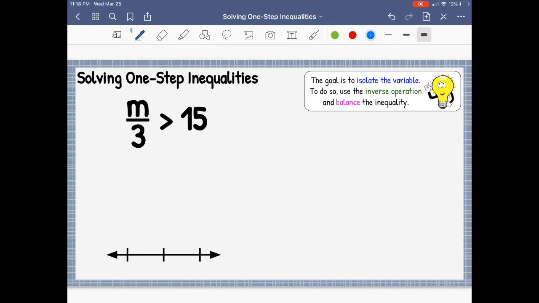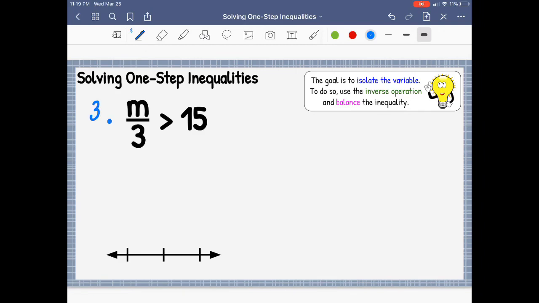Now let's do the last example. What operation is represented in this inequality? When you have a variable over a value, it looks like a fraction, and we know that operation is division. So m divided by 3 is greater than 15. So remember, our goal is to isolate the variable, and we need to use inverse operations. So what operation is happening to m? It is being divided. So the inverse operation of division is multiplication.